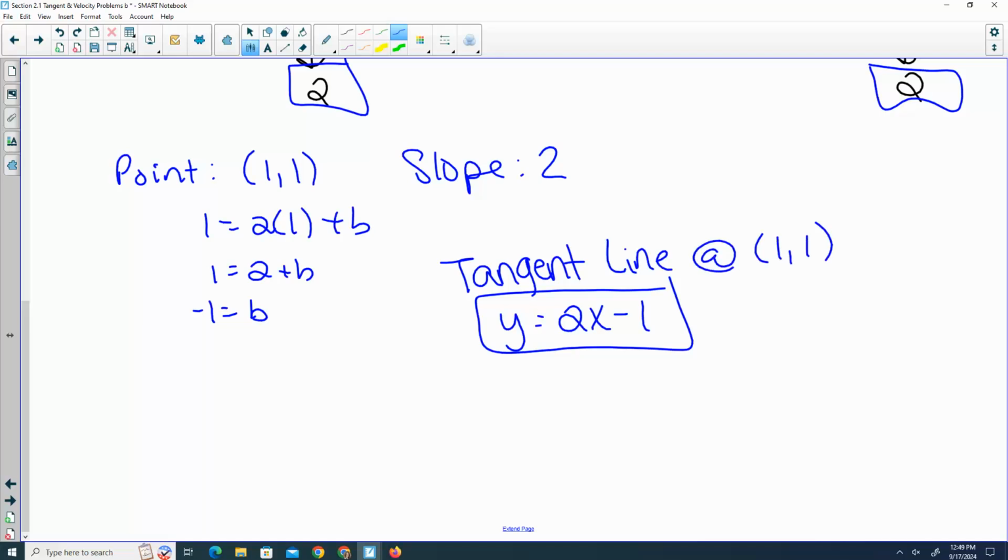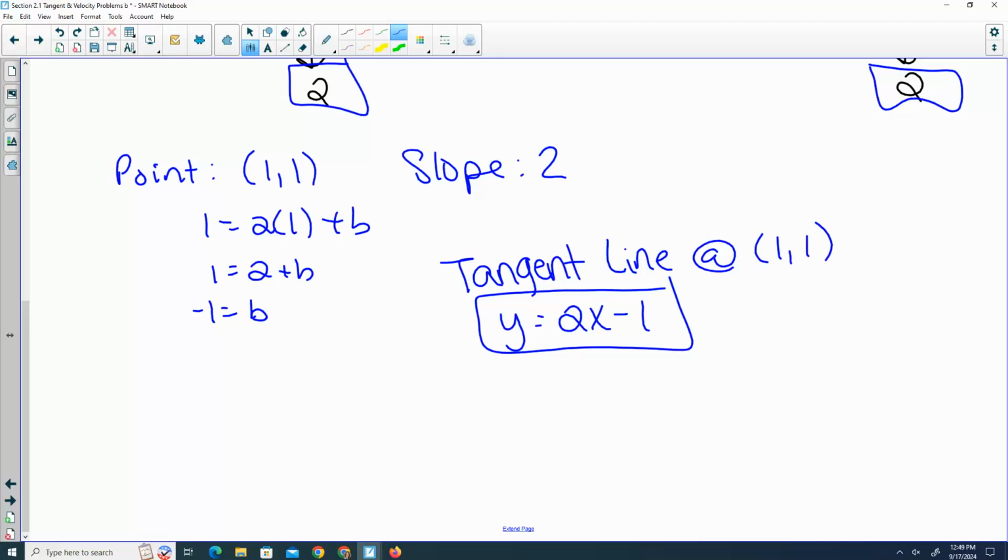Now, is that the tangent line everywhere on this parabola? No. Every point on this parabola would have a different tangent line. But we found one of them. We think. We're fairly confident. Okay. So that was a little bit of work.